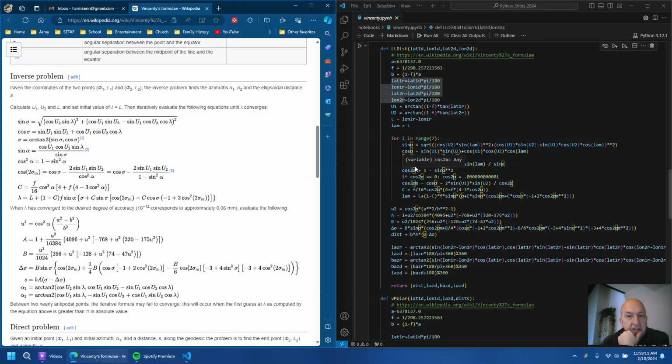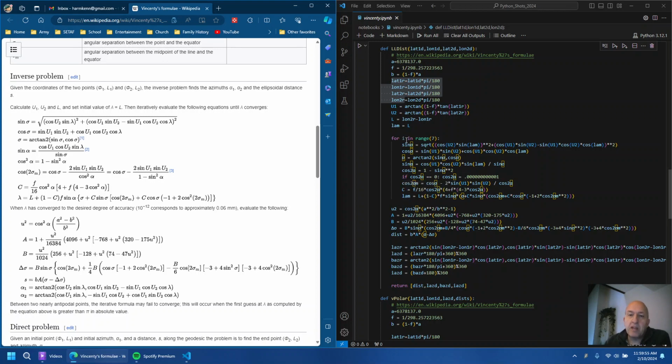And then our sine of alpha. Our cosine squared alpha. And then I did the cosine of 2 sigma m. That's this. Now there were 2 versions I could have used. I used the first one. Not that one, I used the first one. Then we get the C. And then our first iteration of lambda. So we had this lambda, then we went through all of this and we got this new lambda.